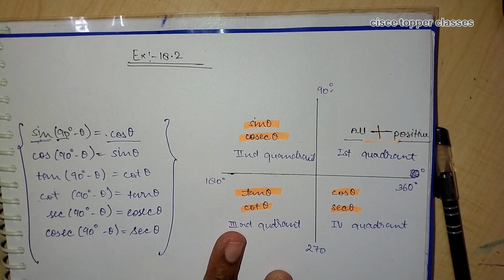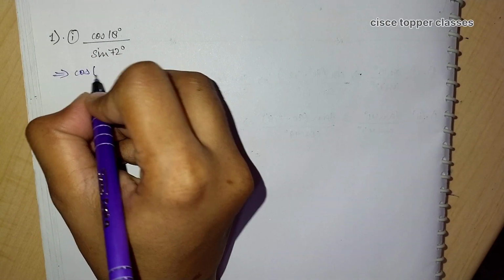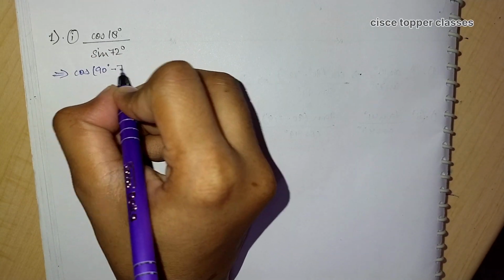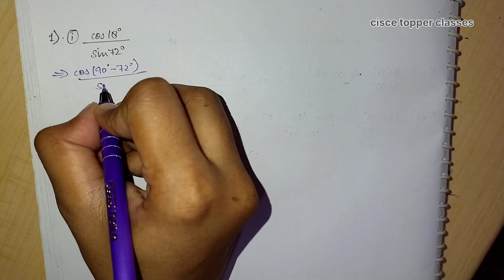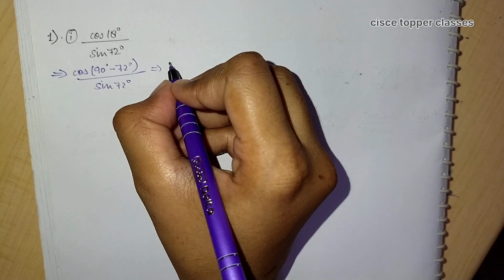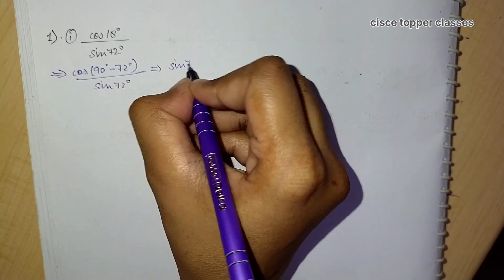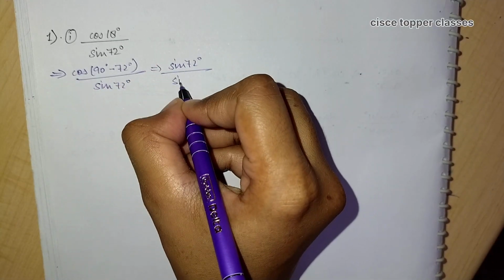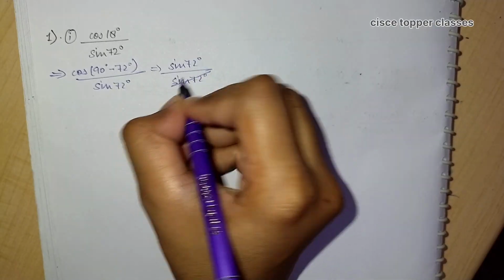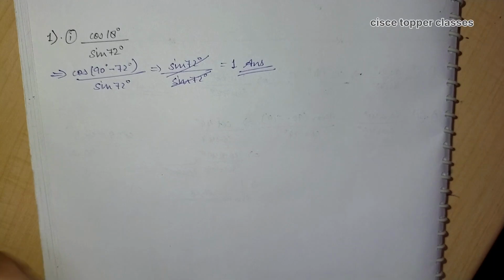So let us start solving this exercise. Let us solve question number first, part here. So this is cos 18 divided by sin 72. We can write cos 18 as cos 90 minus 72 divided by sin 72. So cos 90 minus 72 we can write as sin 72 by changing the trigonometrical ratios, divided by sin 72 degree. This will be cancelled out, means 1 is the answer here in the first part.